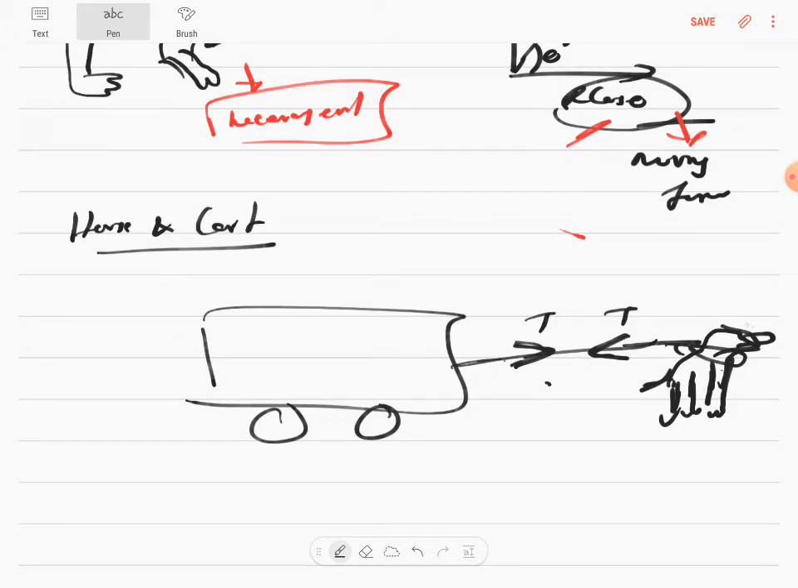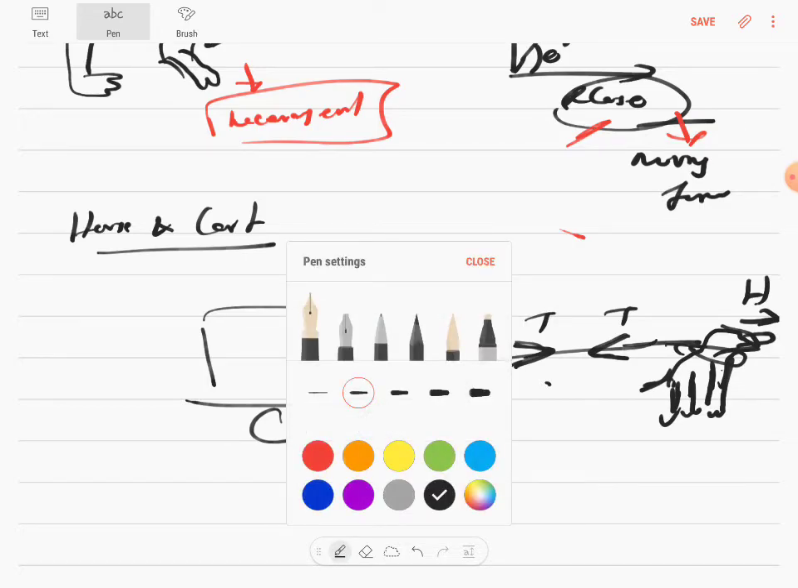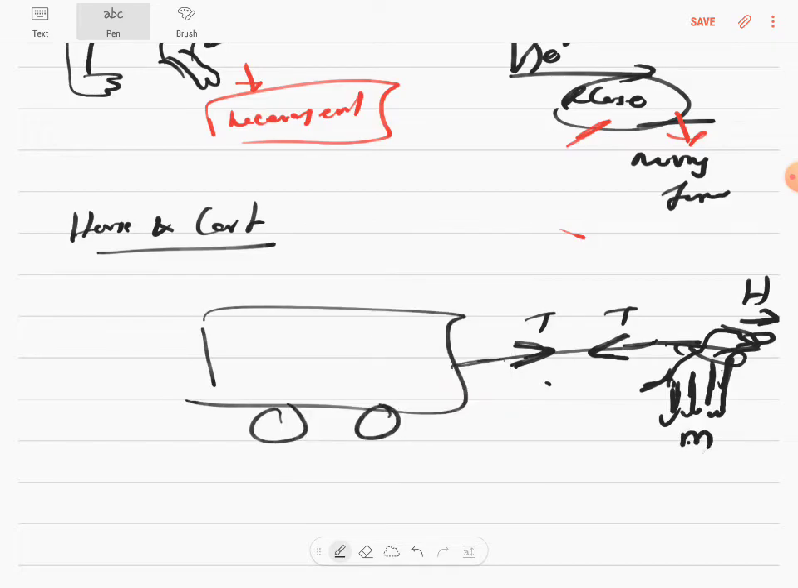And the horse is going to apply a force. We can call it as the horse's force, H. H is the force with which the horse is going to pull the entire cart and the rope and everything. And this is the tension which is prevailing here. The mass of the horse is small m, but the mass of the cart is capital M.